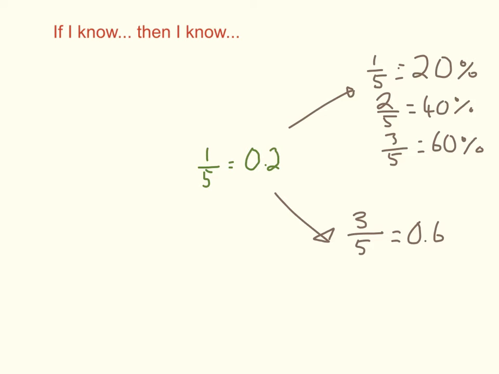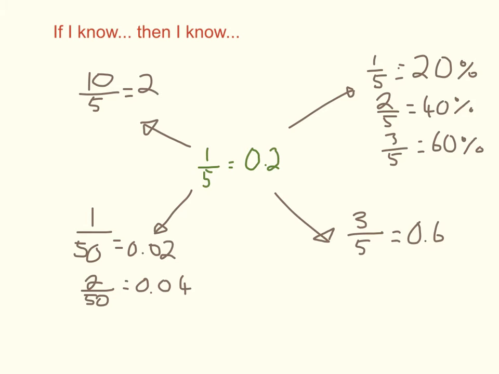Let's have a look at some of the connections that I can make. So if I know that 1/5 is 0.2, then I know that 3/5 is 0.6, because it's 3 lots of 0.2. Similarly, I know that because 1/5 is 0.2, then 1/5 is 20%, because 20, 40, 60, 80, 100. 100 split in 5 pieces. So if 1/5 is 20%, then 2/5 must be 40%, 2 lots of a fifth. And 3/5 is 20 add 20 add 20, 60%.